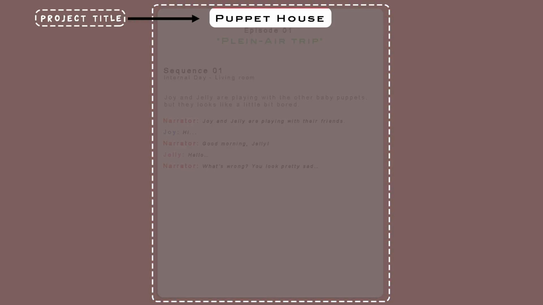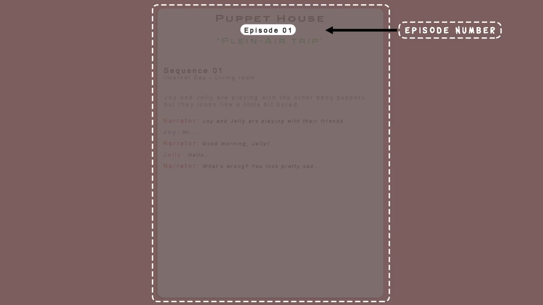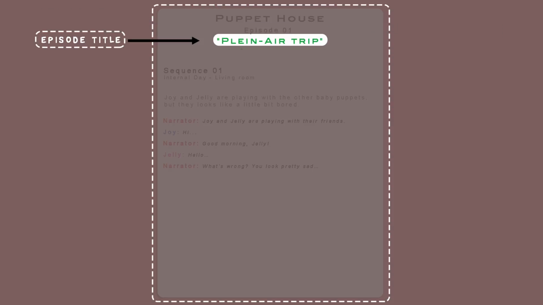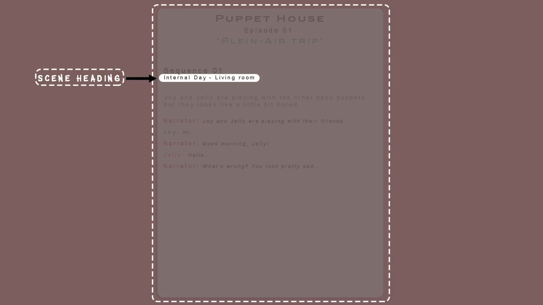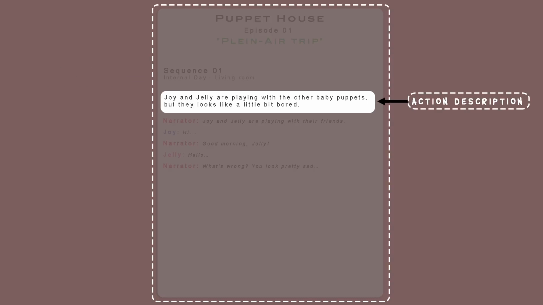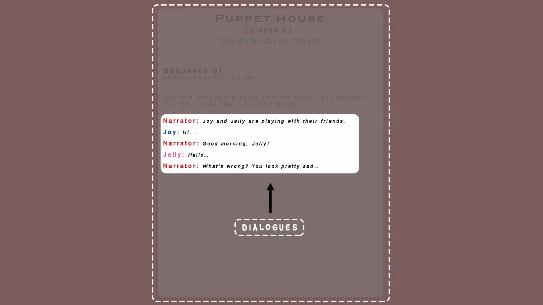We have the project title, in this case it's Puppet House, the number of the episode, the title of the episode. The scene heading is a short description of the location and the time of the day of the sequence. Action description is a narrative description of what happens in the scene. Dialogues, we have the name of the character and his own speech.